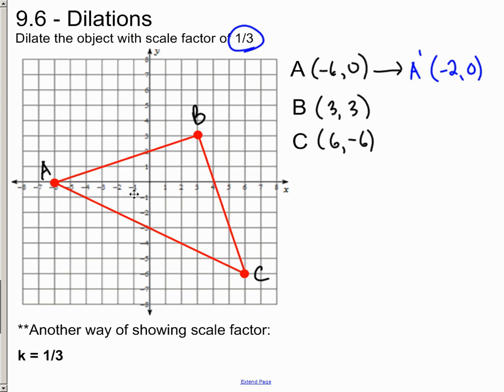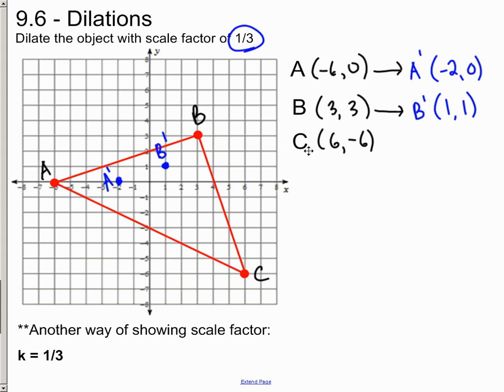So let's go graph that. -2, 0. Don't worry about the fact that it's inside of it. It happens quite a bit with dilation, so it'll either be on the inside or they'll overlap. It's just a hazard of the transformation here. B will be moving to a new spot called B prime, and we take these two numbers here and multiply it by the scale factor. So 1/3 times 3 is 1. 1/3 times 3 is 1 again. So B prime is at 1, 1.